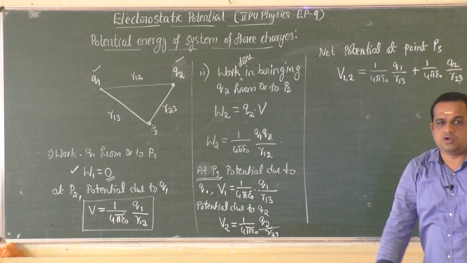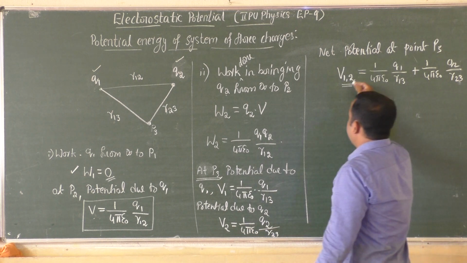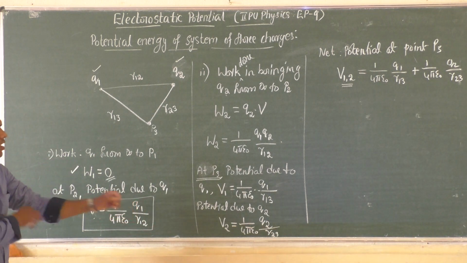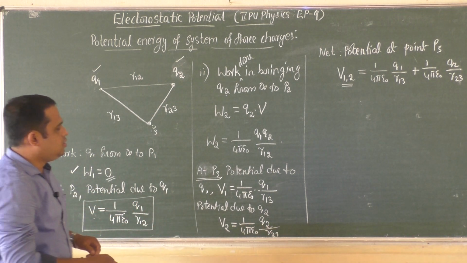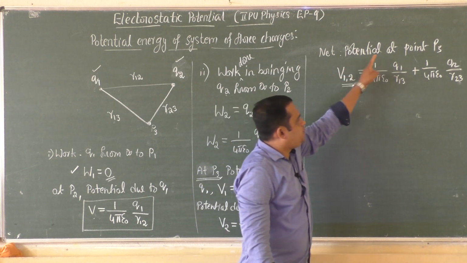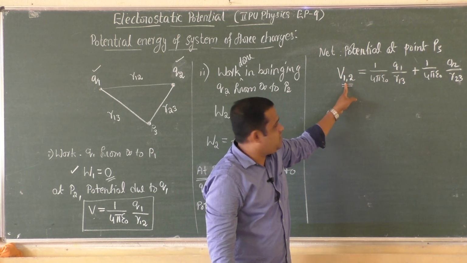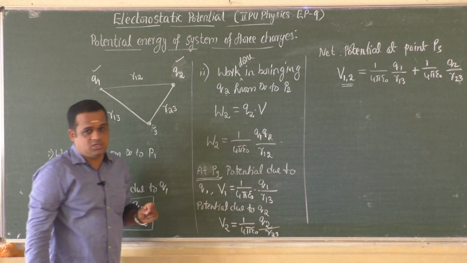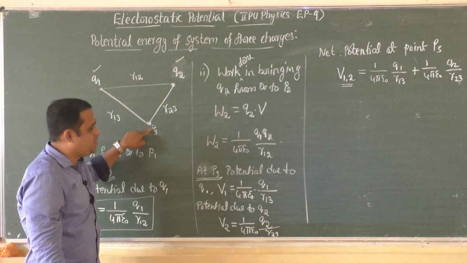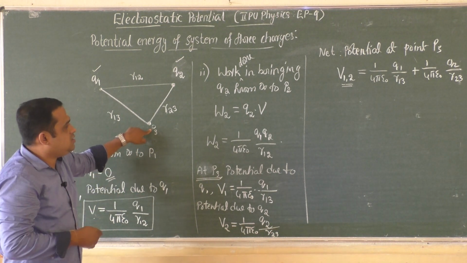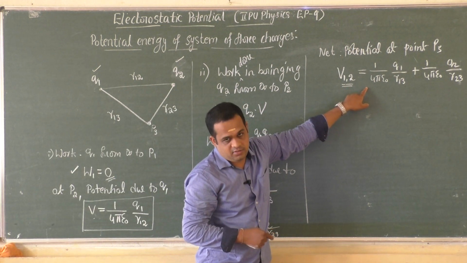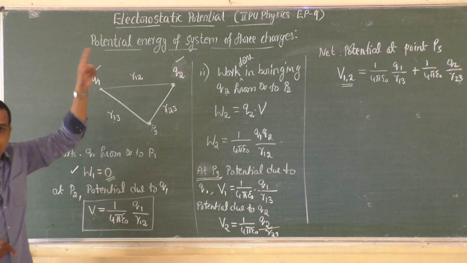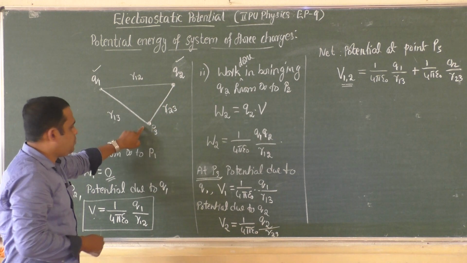This is the expression for net potential at point P3. Okay, net potential at point P3 is equal to V1,2. It means if you want to bring a unit positive charge from infinity to point P3, under this situation, this much amount of work is needed. This much amount of work has to be done in shifting a unit positive charge from infinity to point P3.